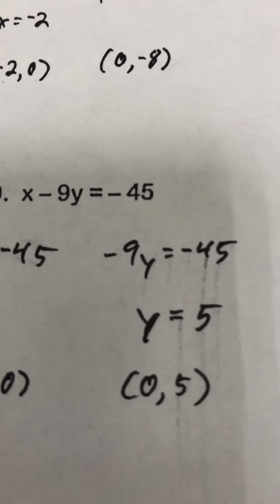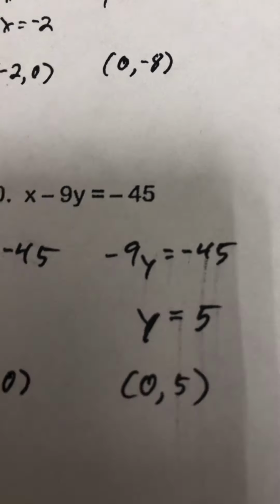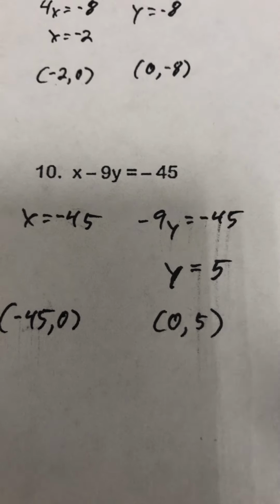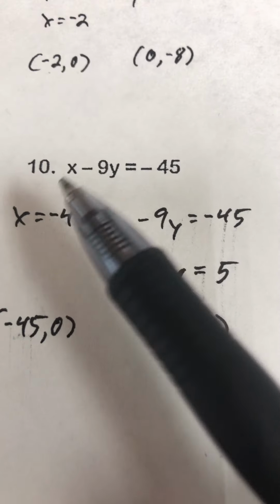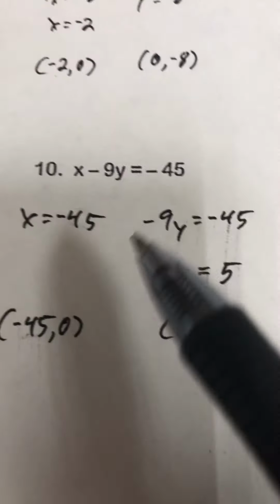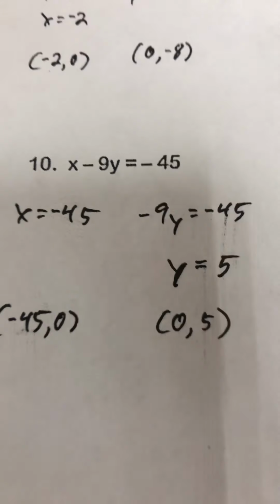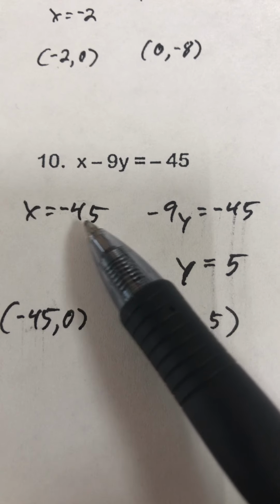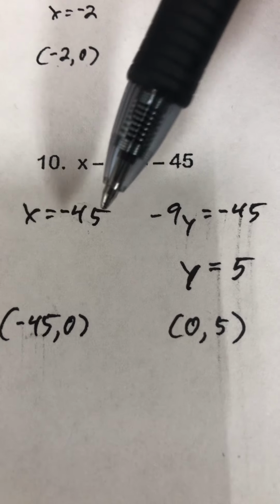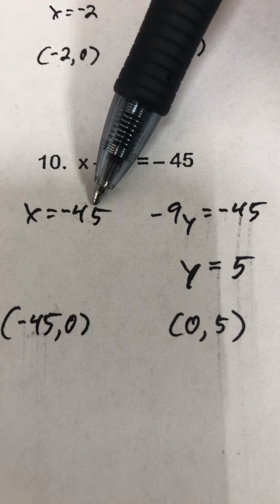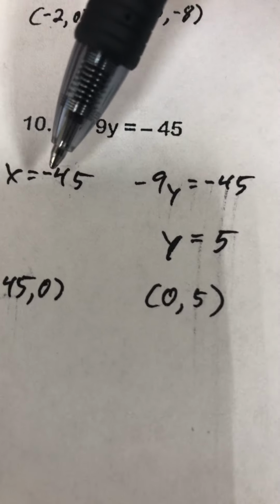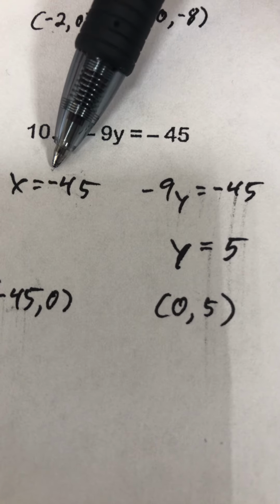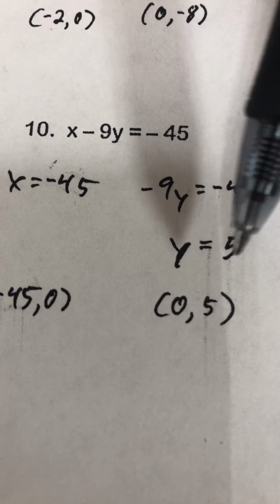I don't know why I went from odds to a couple of evens here, but I'm glad I did because 12 is a little tricky. Not tricky, just because you have a fraction, I guess. We had a fraction in number 1, so no big deal. But this one, when y is 0, x equals negative 45, an easy one. And if x is 0, my y ends up being 5.